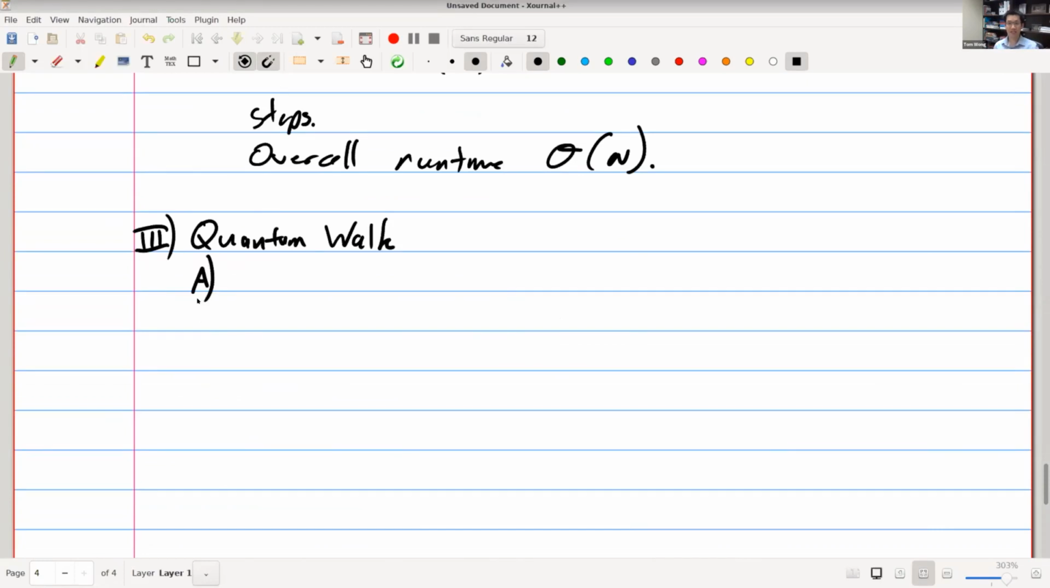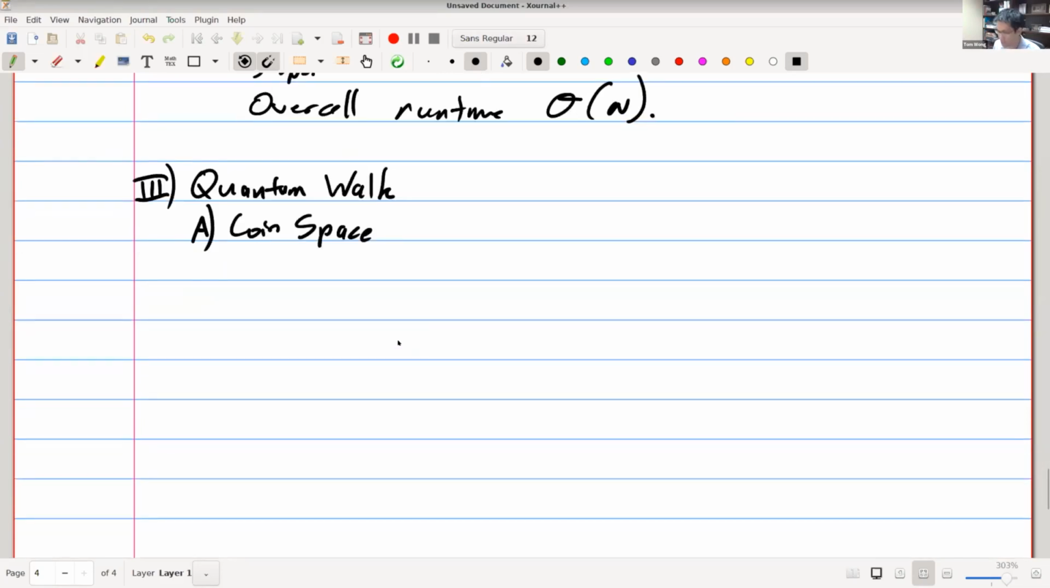So one of the big things that makes a quantum walk different is that there's an additional space involved called a coin space. So I want to talk about that here. Oh, maybe I should mention that I'll make these notes available as well, so you don't necessarily have to take notes in real time.